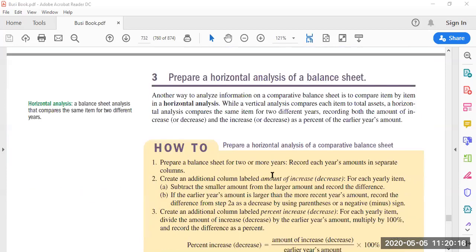Once you have taken a look at your previous stop and check and you found out that you were okay and it works out good, we can move on to the last part of this first unit, how to prepare a horizontal analysis of a balance sheet. Previously, we looked at the vertical analysis, but the horizontal analysis is a balance sheet analysis that compares the same item for two different years.